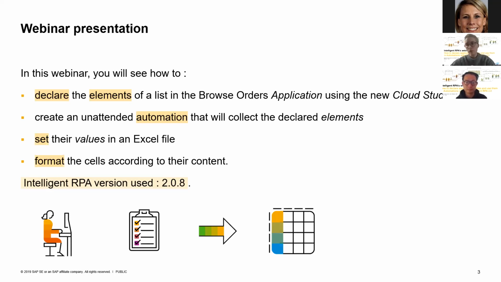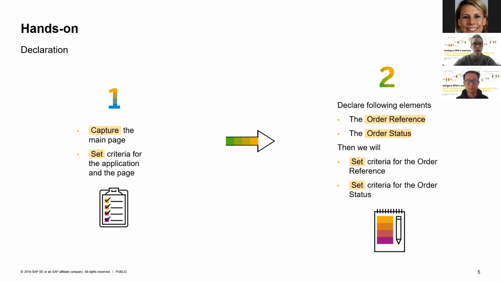In this webinar, you will see how to declare the elements of a list in the Browse Orders application using the new Cloud Studio. We will create an automation that will collect the declared elements, set their values in an Excel file, and format the cells according to their content. So in short, Baptiste is going to explain how to capture the page and declare the elements, and I will show you how to do the automation. So Baptiste, you can go.